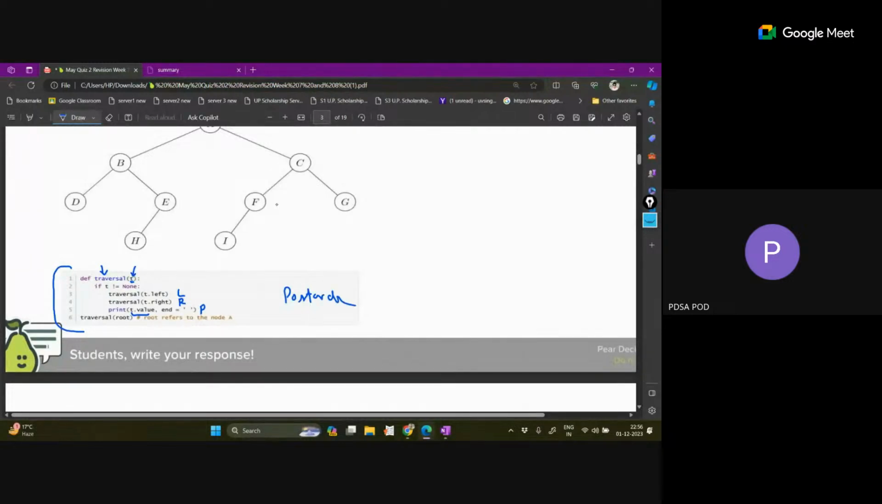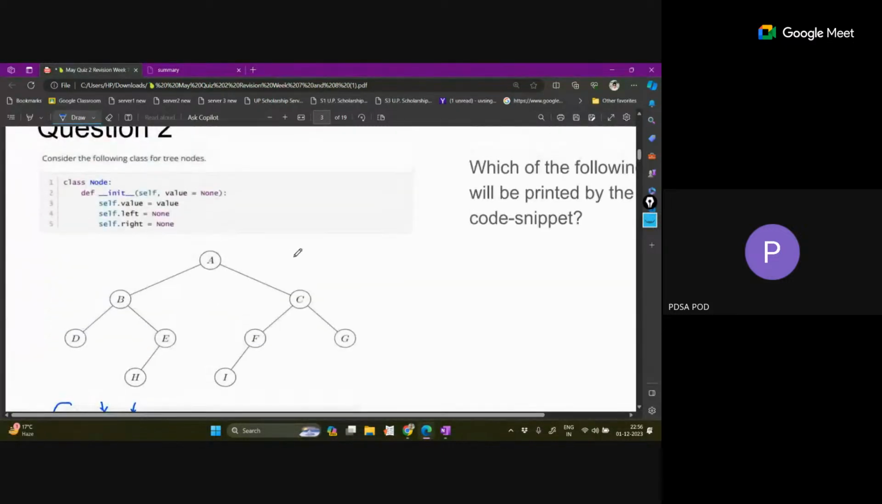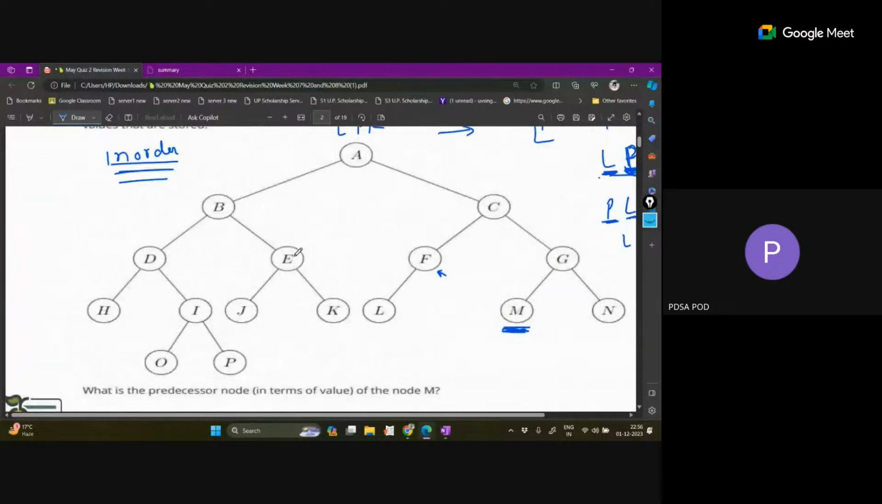Okay. So I'm just talking about these 3 steps, and I'm just writing them in short forms, as in the previous questions. If you use this print statement in between these 2 recursive calls, then it becomes in order traversal. If you use this print statement before these 2 recursive calls, then it becomes pre-order traversal. So these 3 types of traversal algorithm we generally use for traversing the tree.